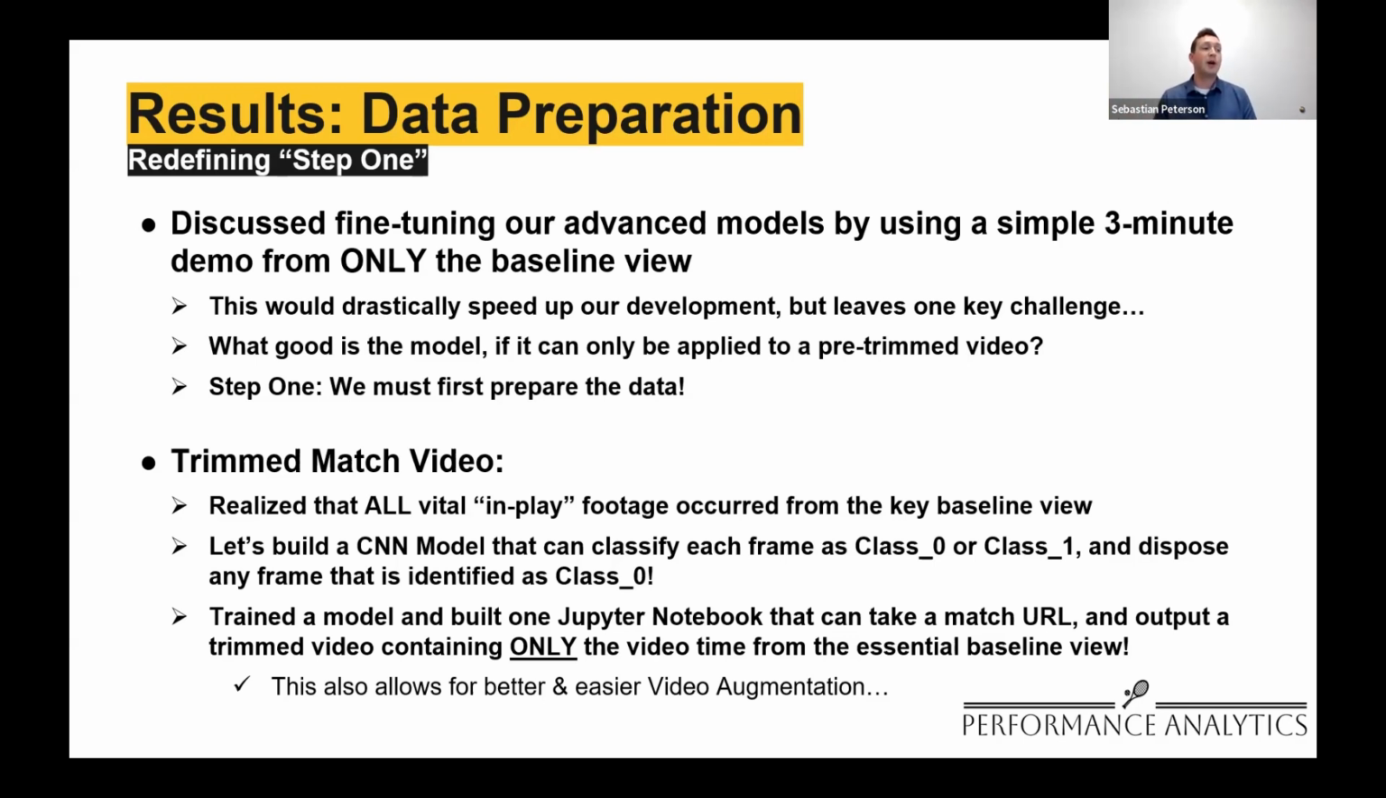So we built and trained a model in one Jupyter notebook that can take a match URL and output a trimmed video that contains only the video time from that essential baseline view. That's also going to allow for better and easier video augmentation, right? If we're trying to build this network that's going to be able to detect boundaries in players and rackets and balls, it's going to be a million times simpler when those boundaries are not moving with the camera angle, right? You've got one key baseline view to augment for the whole project.